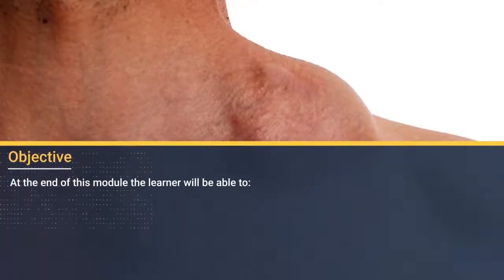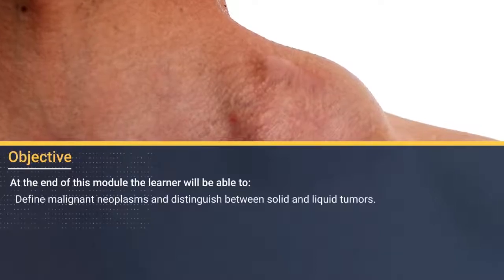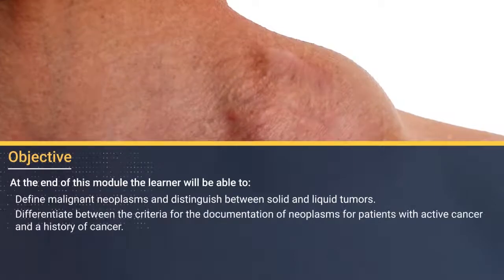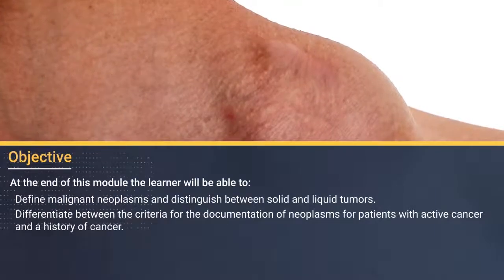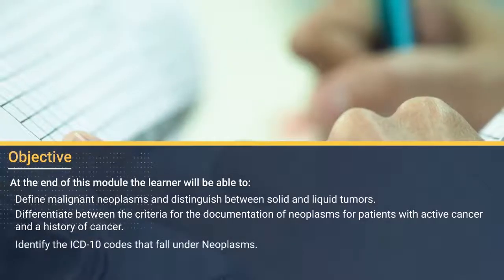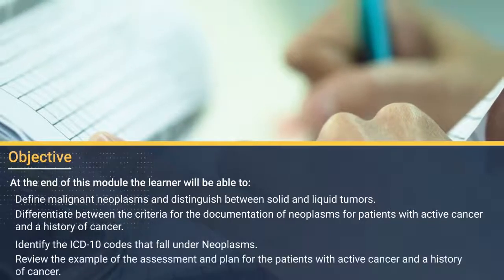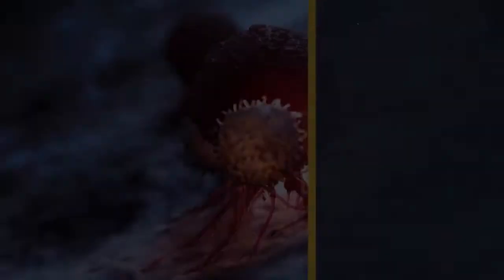At the end of this module, the learner will be able to define malignant neoplasms and distinguish between solid and liquid tumors. Differentiate between the criteria for the documentation of neoplasms for patients with active cancer and a history of cancer. Identify the ICD-10 codes that fall under neoplasms. Review the example of the assessment and plan for the patients with active cancer and a history of cancer.